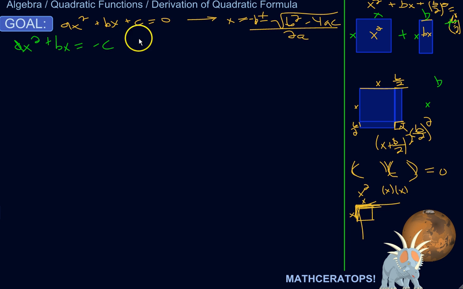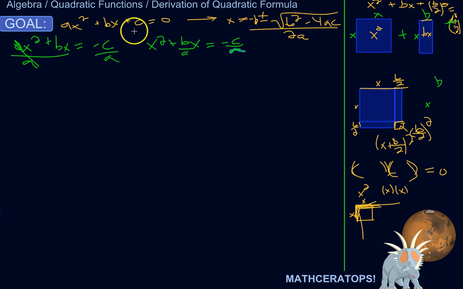Actually, let me back up. What we really want to get is just x squared plus bx. So we can do this exact thing. Let's divide both sides of the equation by a. Divide by a, so this is gone. So we've got x squared plus b over a x, and dividing the right side by a gives negative c over a. Okay, now we can complete the square, which will allow us to solve.